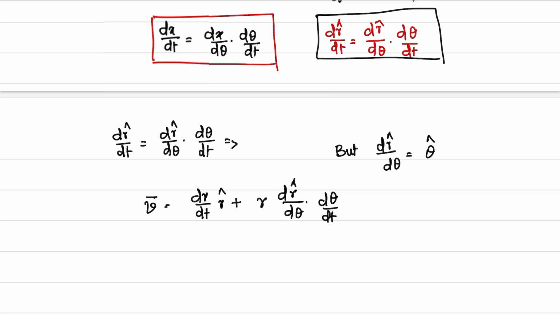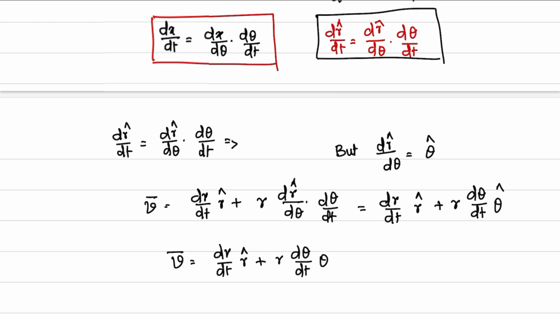That is the unit vector of angular displacement. This is the unit vector of linear displacement, translational. This is the unit vector of angular displacement. Hence, this can be written as dr by dt r cap plus r into d theta by dt into theta cap. This is the final equation for the velocity vector.